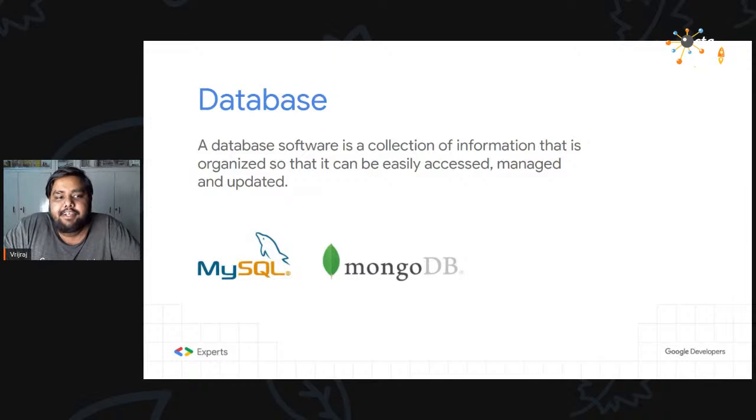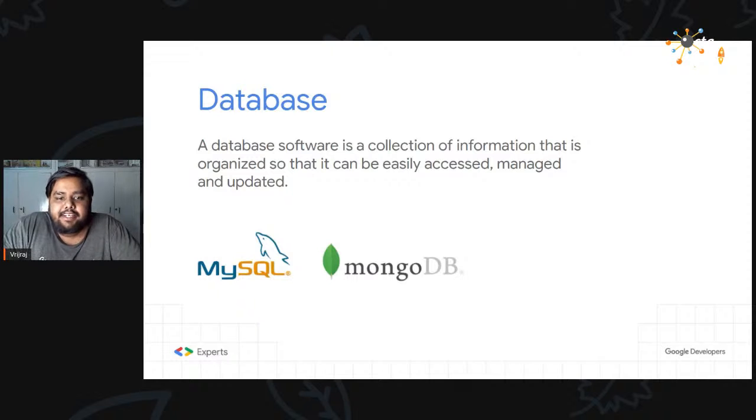Similarly, in the market, we have databases. A database, in simple terms, is a kind of software which is a collection of information that is organized so that it can be easily accessible, manageable, and updated. You can store your data so that it can be easily accessed, managed and updated, with all types of CRUD operations.